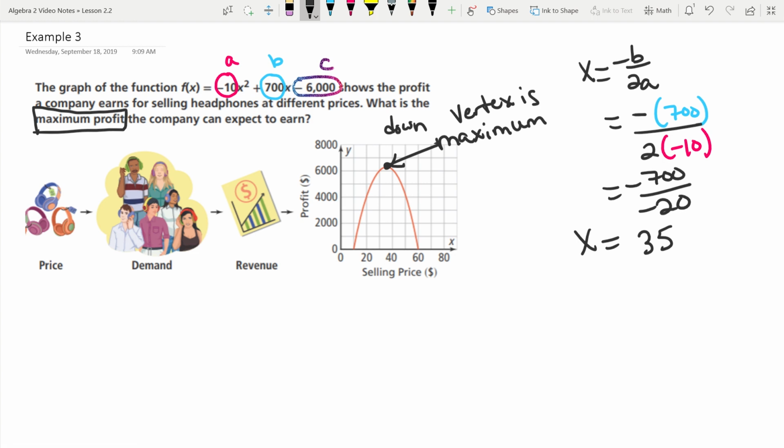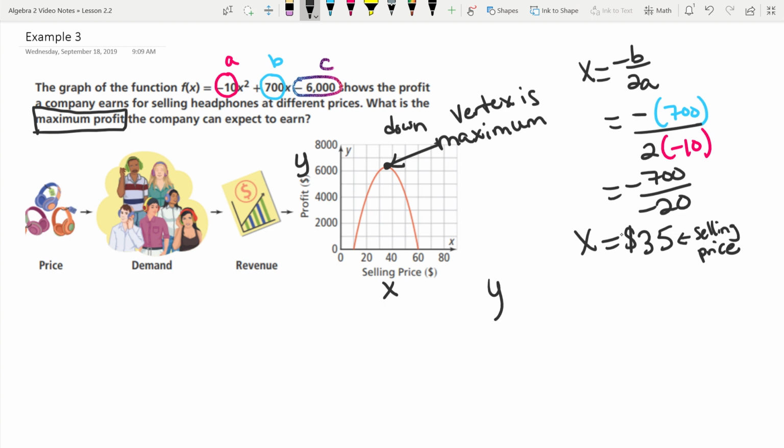All right, so what does that mean? Remember, x is the selling price, right? So this is x, and then this is y. So y is the profit, x is the price. So that means the selling price is $35. So if we sell it for $35, we're going to get our maximum profit. But they're not asking how much we're going to sell it for. They're asking for the profit itself.